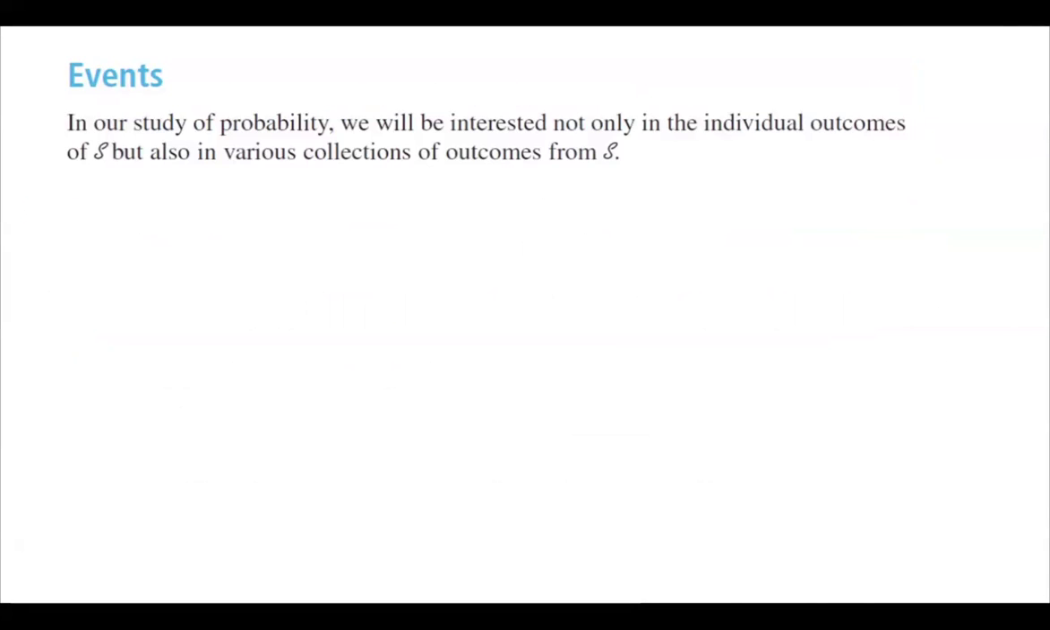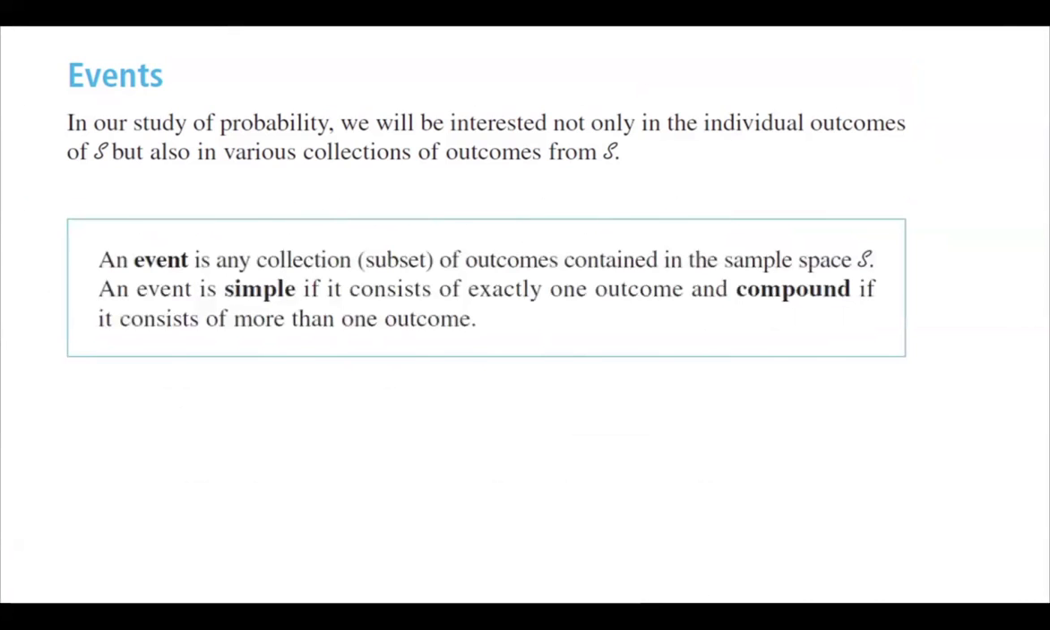What is an event? Now that we talked about a sample space, we define an event that is a subset or sub-collection of a sample space. An event is any collection or subset of outcomes contained in the sample space S. An event is called a simple event if it consists of exactly one outcome. We say that an event is compound if it's a combination with other events.